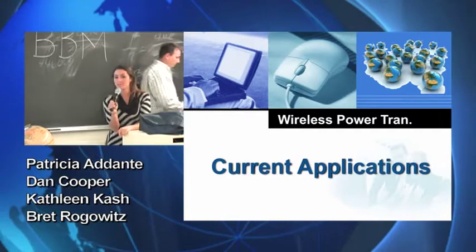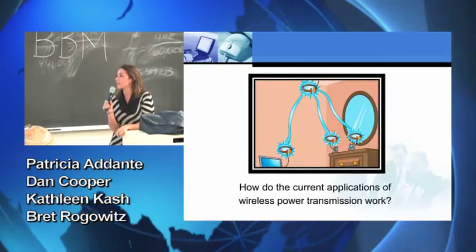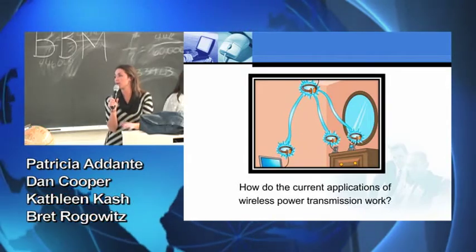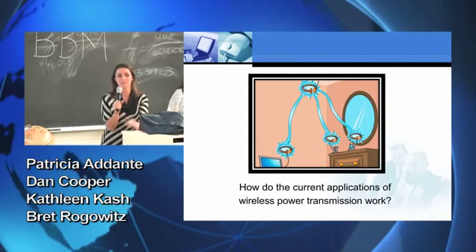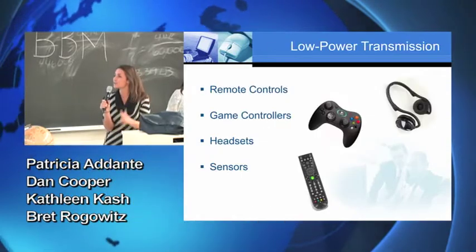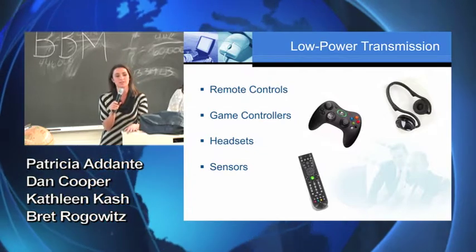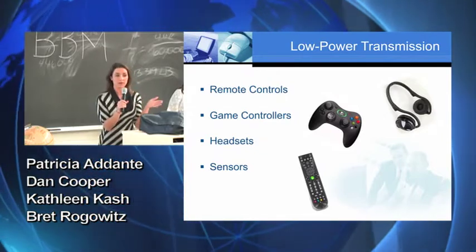Alrighty, and I'm going to talk pretty quick about current applications of wireless power transmission. And how do current applications of wireless transmission work? I'm sure some people may wonder that. So going on to the next one. Here are a few examples of low power transmissions. Wireless power is divided into two categories. There's low power and high power.